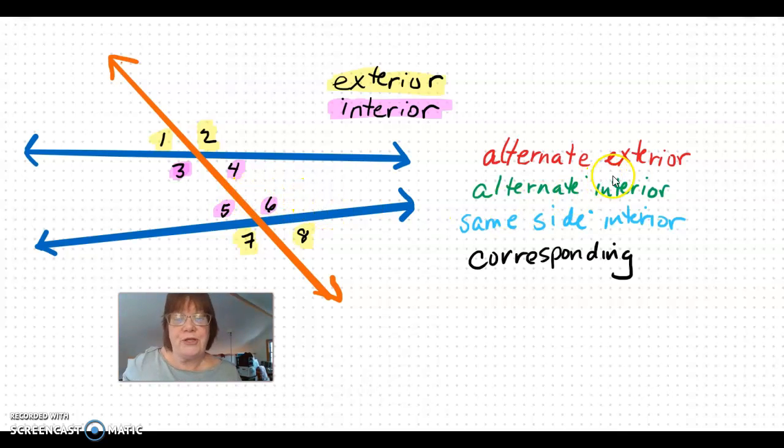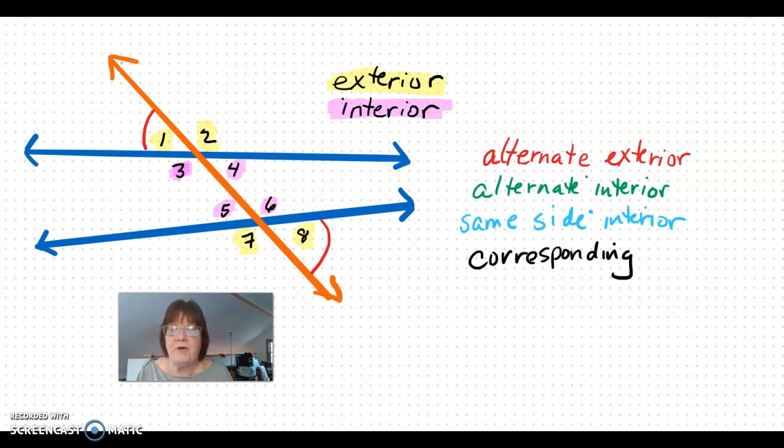So the first group we're going to learn about is called alternate exterior. Exterior, again, means outside the two blue lines. So alternate means on alternate or opposite sides of the transversal. So alternate exterior angles would be, one pair of them would be angle 1 and angle 8, right? Because they're outside of the blue lines and they're on opposite or alternate sides of the transversal. 2 and 7 would also be alternate exterior angles.